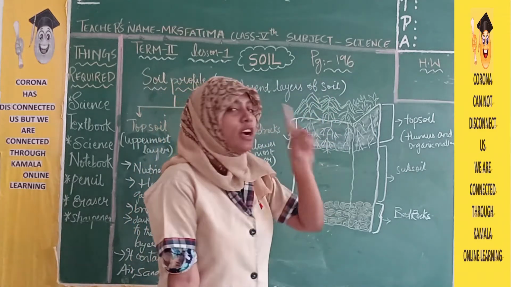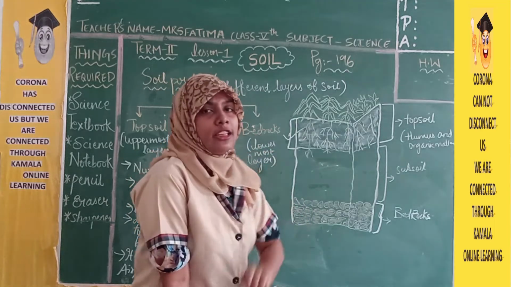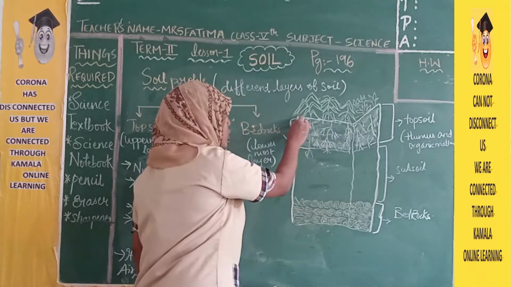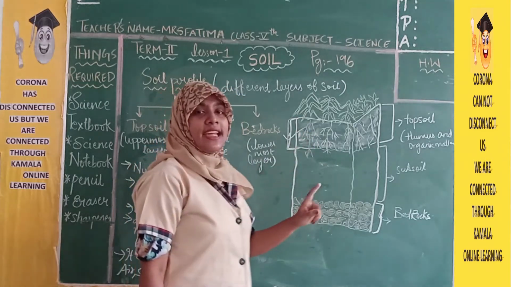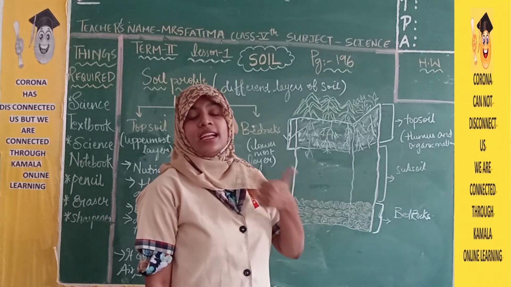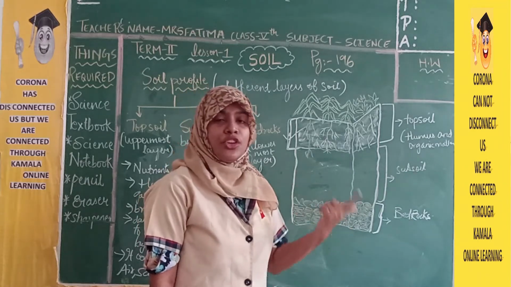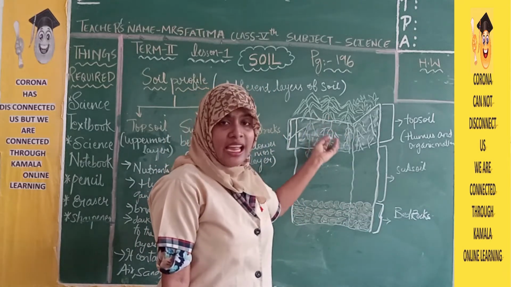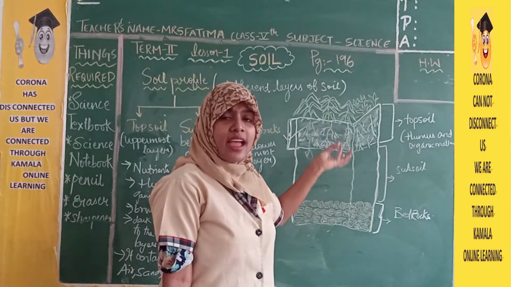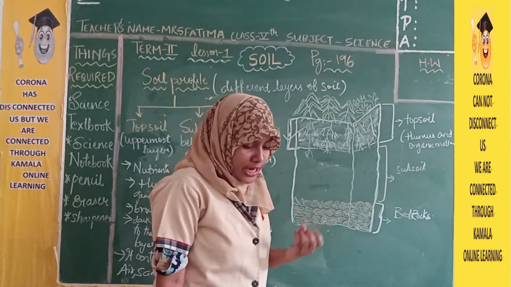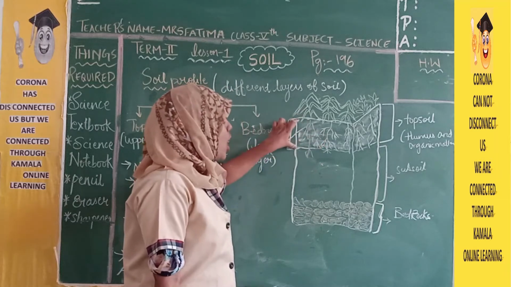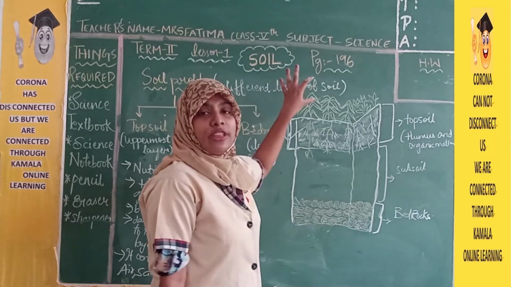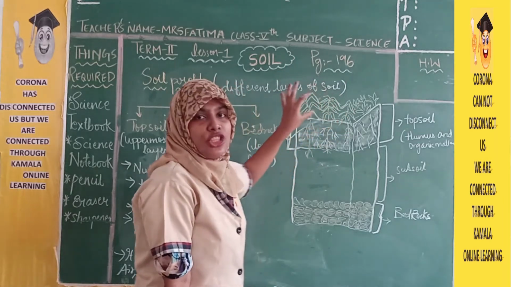So let's see. The first layer is topsoil. This is your first layer, children. What does it contain? It contains humus. It contains nutrients. It contains organic matter. It contains sand, clay, mud, air and water. Did you get it? This layer provides all the necessary nutrients which are required for the plants to grow and to survive.